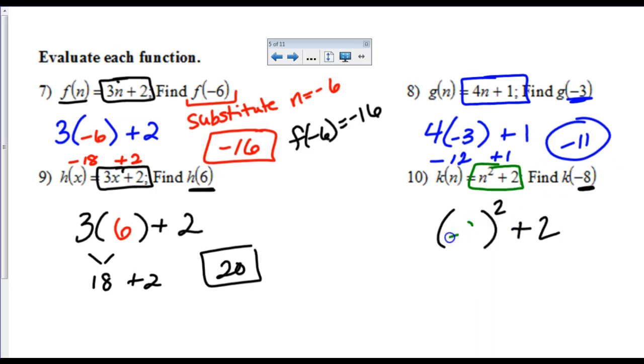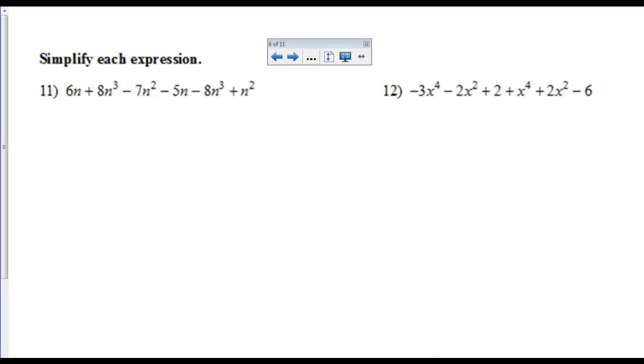So if I plug in a negative 8 and then I square it, meaning negative 8 times another negative 8, that is a positive 64 plus 2, which is how we get the answer of 66. Now, if you just typed it in the calculator without parentheses, you're going to get the wrong answer, so be careful of the implied parentheses.